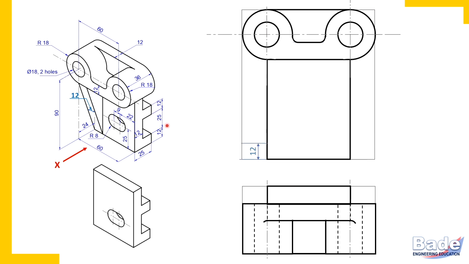Measure 12 millimeters from bottom. Draw that hidden line. From front, these edges are hidden. 25 millimeters I have measured. Draw the hidden line. And 12 millimeters again I have measured and hidden line. These edges are parallel to length axis. Okay. So this is how the front view of the object is complete here.